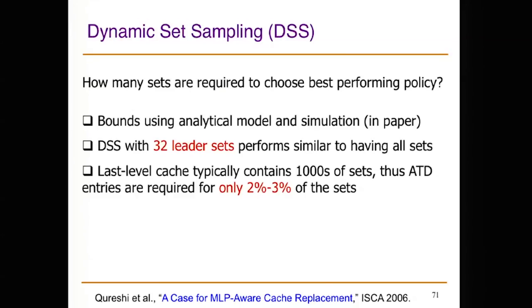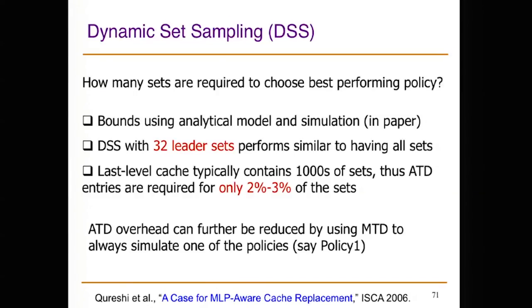So you can read the paper again. But it turns out if you have 32 leader sets, it's similar to having all sets in the auxiliary tag directory. And last level cache typically contains tens of thousands of sets. So if you have only 32, it's not bad. Basically, it's only 2 to 3% of the sets. And you can also further reduce it by using the main tag directory to simulate one of the policies.